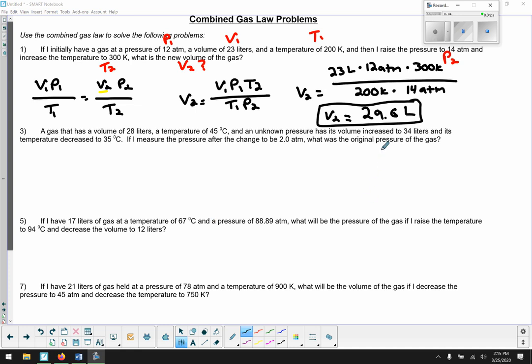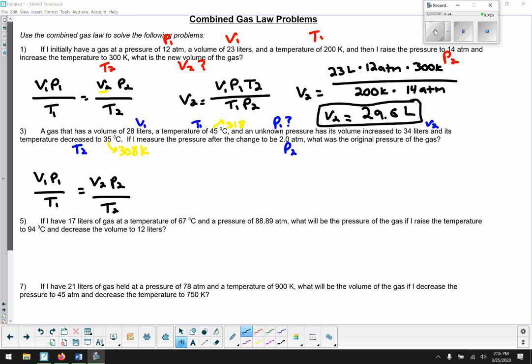So I've plugged in all the numbers. Again, if you check the rearrangement of the equation and plug in all the numbers, the units should cancel out except what you want to keep. So we want to end up with a volume, so we want liters. We see kelvins cancels out here and here, and atmospheres cancels out here and here. We're left with liters, and our new volume is 29.6 liters.